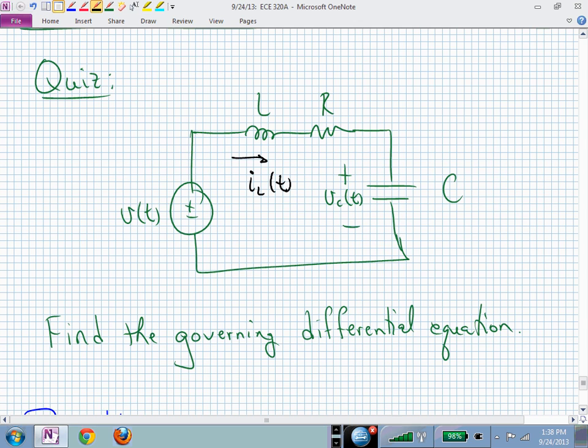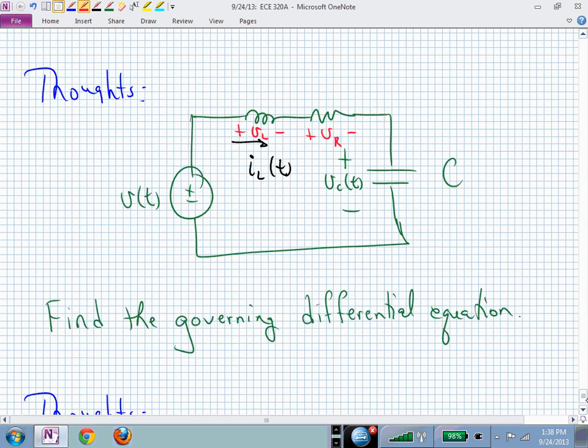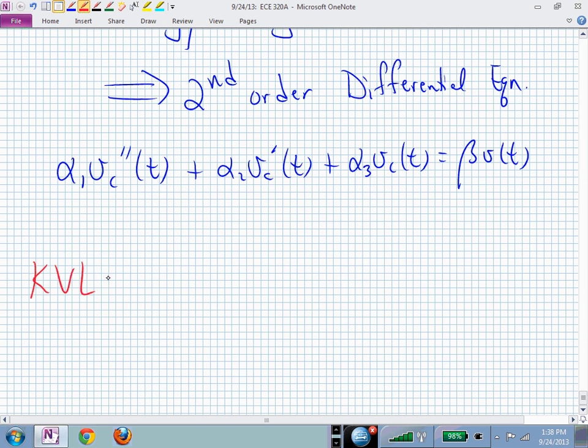If we simply looked at this and said, okay, here is what I will label as V sub L, here is V sub R, now I can write an equation in terms of all my V's just by applying KVL. With KVL, I now have minus V plus V sub L of t plus V sub R of t plus V sub C of t, and I'm back where I started. That's equal to 0.